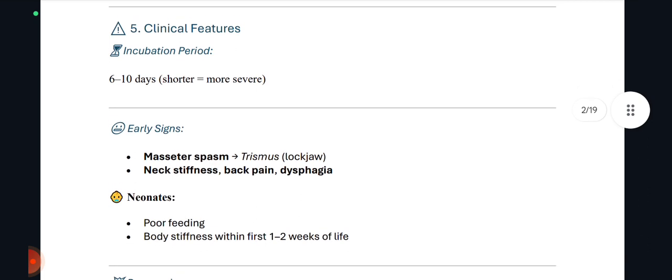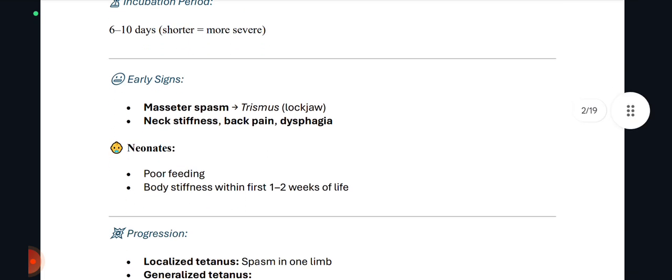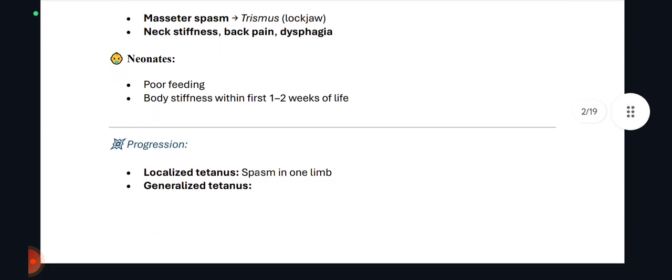What are the clinical features? The incubation period of the disease is 6 to 10 days. The shorter the incubation period, the more severe the disease. The early signs are masseter spasm or locked jaw, also known as trismus. There is neck stiffness, back pain, and dysphagia. In neonates, there is poor feeding and body stiffness within the first 2 weeks of life.